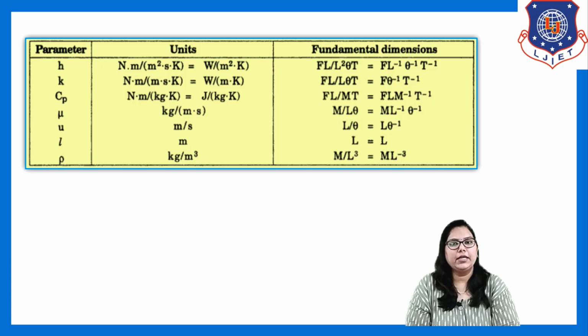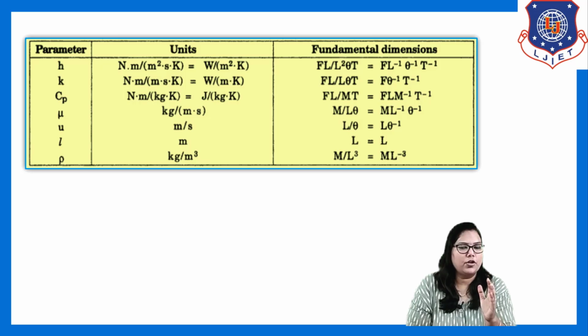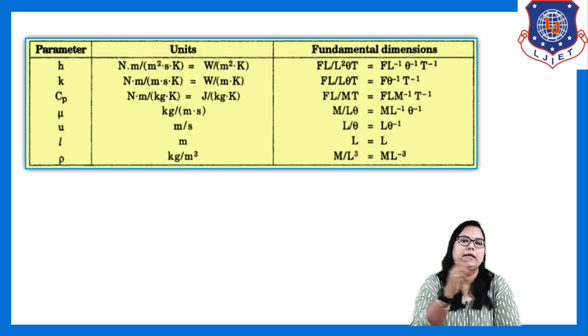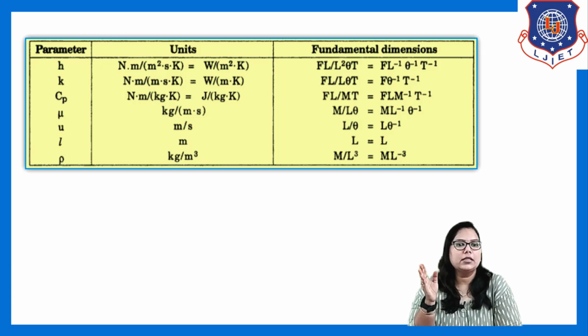In the same way, we have written all the parameters h, k, Cp, mu, u, L and rho. We simultaneously write units of all the parameters and the fundamental dimensions in the form of F, M, L, T, theta. It is easier if you first write the unit and then write the fundamental dimensions. So in this second step, we have written the units and the fundamental dimensions.